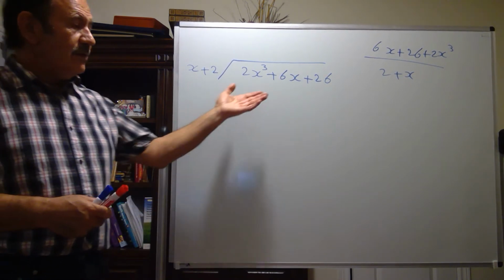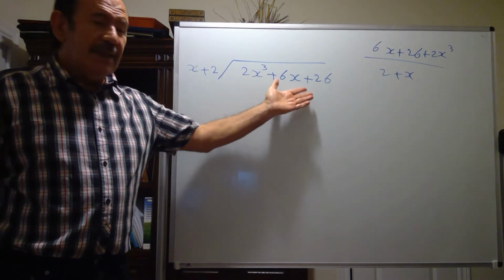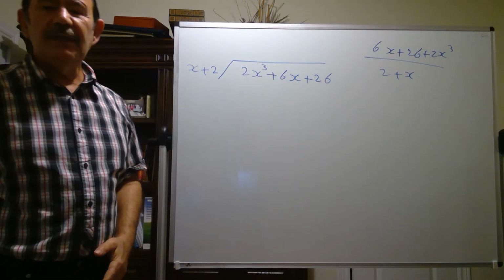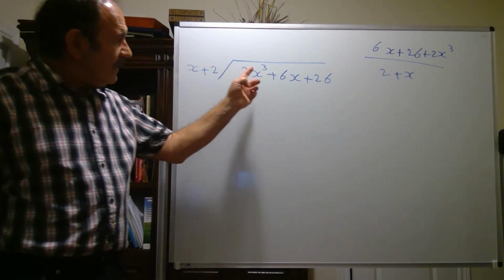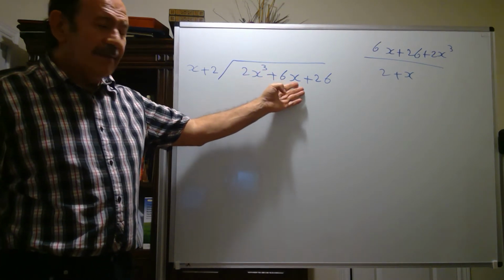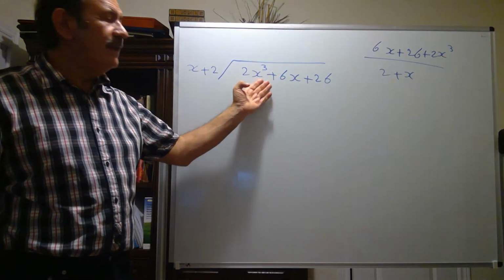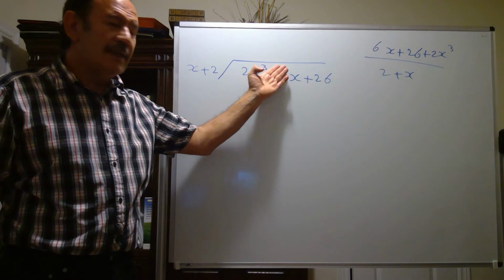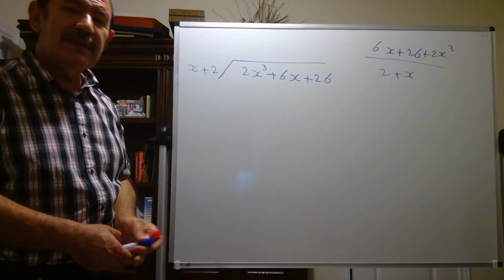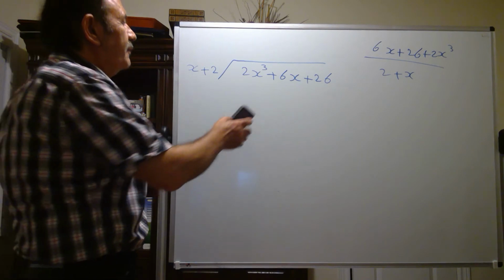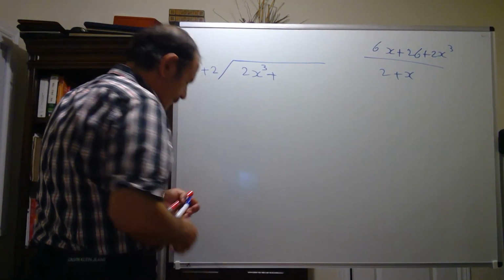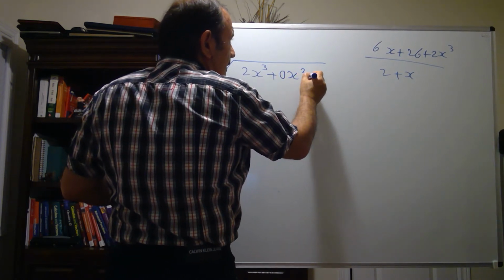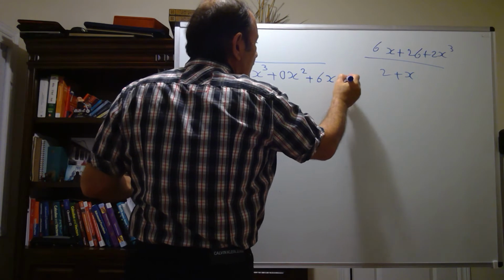The other thing that we should pay attention to is in the dividend part. If there is a gap between the exponents, we should fill it with a 0 coefficient. Look here, we have x to the power of 3 and then x to the power of 1. We don't have x to the power of 2, so there is a gap. 3, 2, 1 and 0, but there is no 2 here. We should fill the gap with a 0 coefficient. It means I should add 0x to the power of 2 plus 6x plus 26.